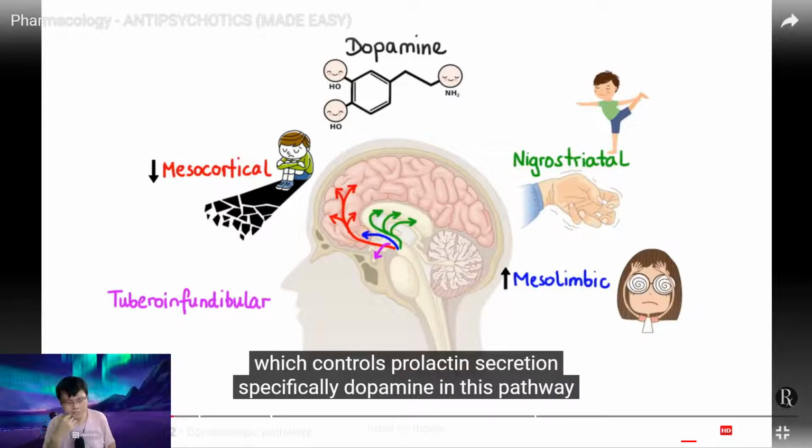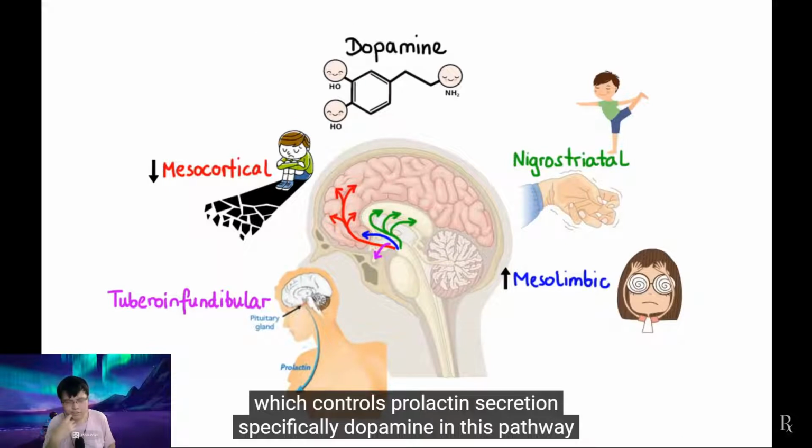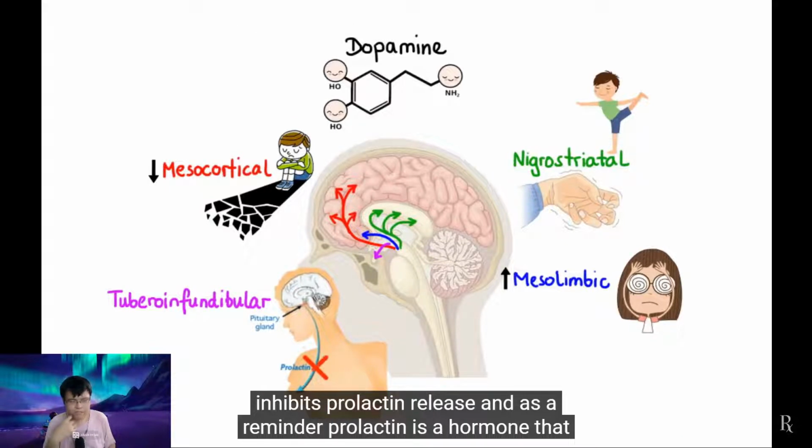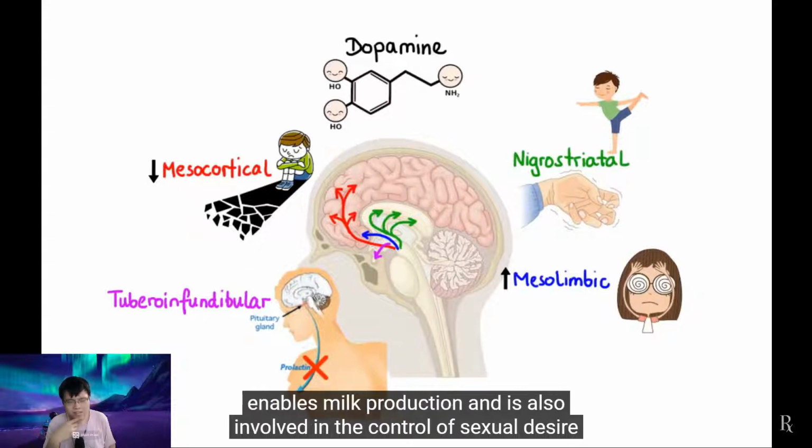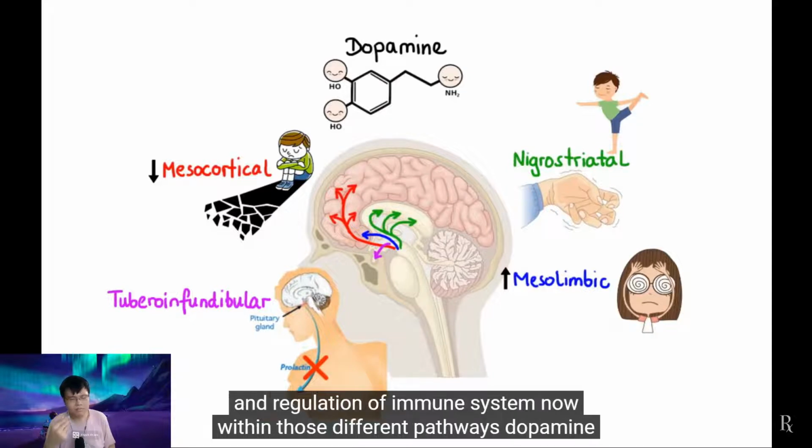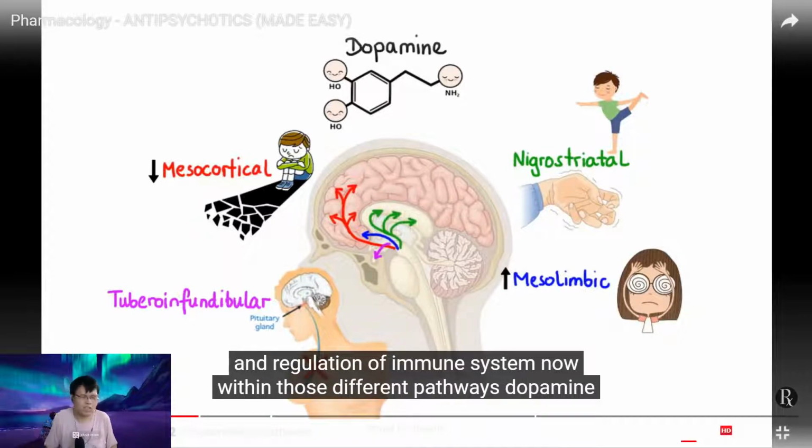which controls prolactin secretion. Straightforward enough. Specifically, dopamine in this pathway inhibits prolactin release. And as a reminder, prolactin is a hormone that enables milk production and is also involved in the control of sexual desire and regulation of the immune system. So pretty straightforward there. Just gotta remember, nigrostriatal and tuberoinfundibular, they're not really affected in schizophrenia or psychotic disorders in general. It's only when you give the drug that things start happening.